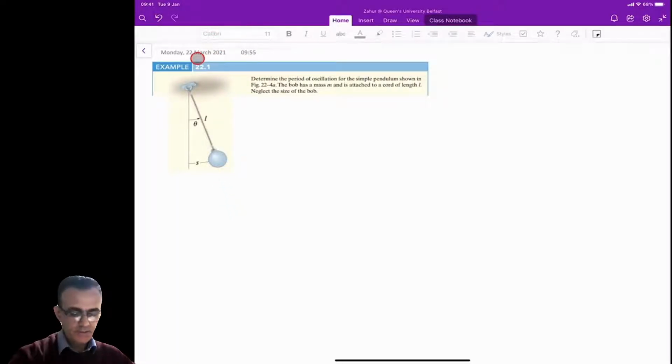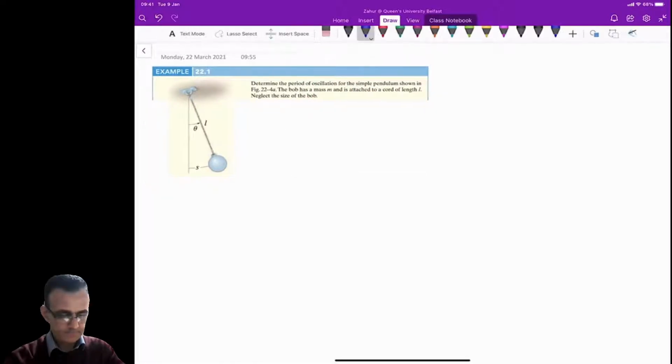Okay, now in this case, we need to determine the period of oscillation. So again, tau is unknown. For the simple pendulum shown in the figure, the bob has mass m, so mass is given, and is attached to a cord of length L, and L is also given. Neglect the size of the bob here. So in this case, we need to calculate the tau, or the period of oscillation.